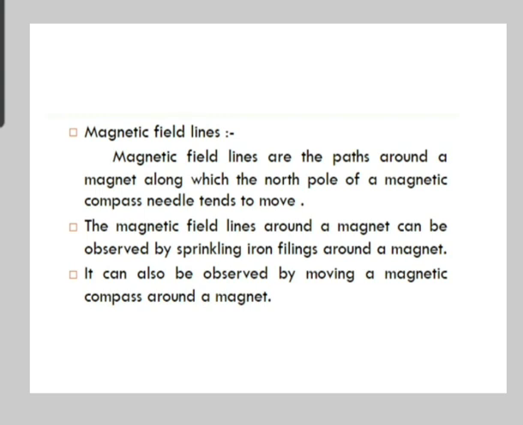Now magnetic field lines. Magnetic field lines are the paths around a magnet along which the north pole of a magnetic compass needle tends to move. And the magnetic field lines around a magnet can be observed by sprinkling iron filings around a magnet.